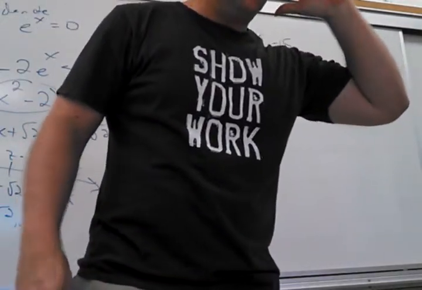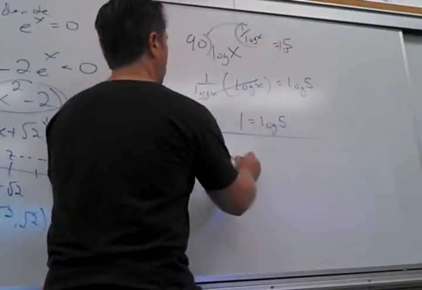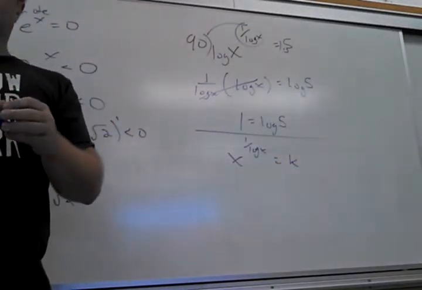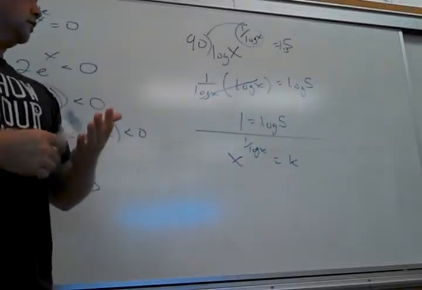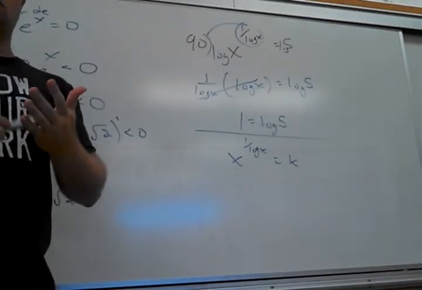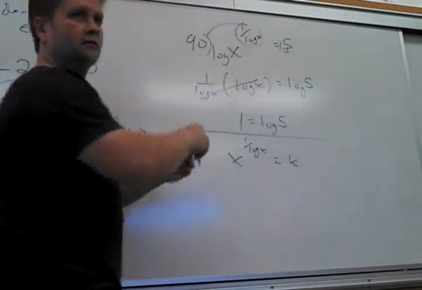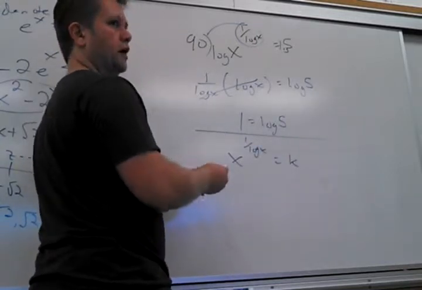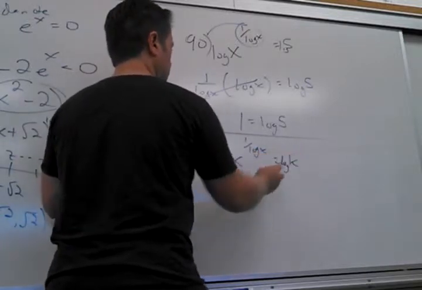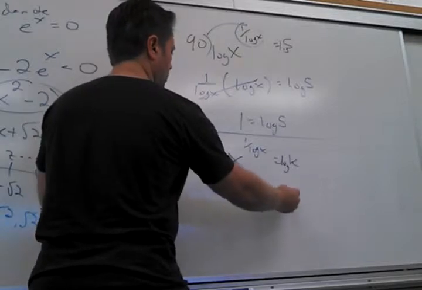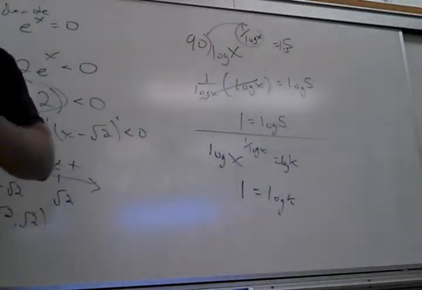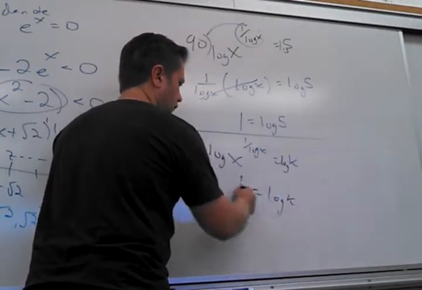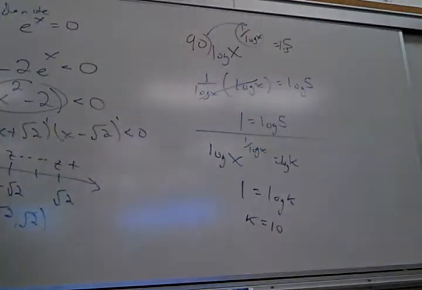The more interesting part says, for what values of k does the equation x to the 1 over log x equals k have a solution? How do we figure that out? You do the same thing you did. They gave you the pattern. If we do the whole process again, take log of both sides, what do you get? This comes down, cancels that, we get 1 again. When is 1 equal to log k? What's k got to be? 10. The base is 10, so 10 to the first equals k. k has got to be 10 in order for this to have a solution.